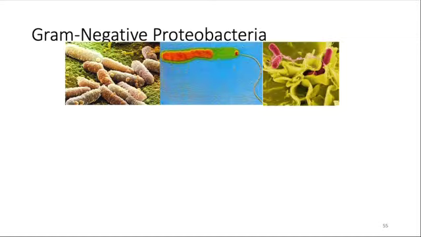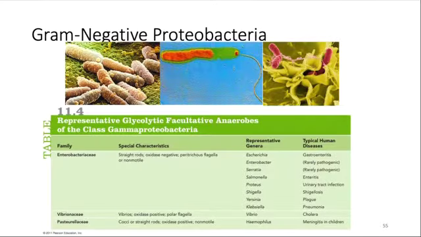So they are typically rods, they may be curved rods. Some of them will typically have flagella. And then you also have some of them that are cocci in shape. So this table, table 11.4, gives a summary of very important members of this group. So when we look at the family Enterobacteriaceae, which are straight rods, oxidase negative, they have members that are non-motile, but there are members that are also very motile, like the Proteus genera.